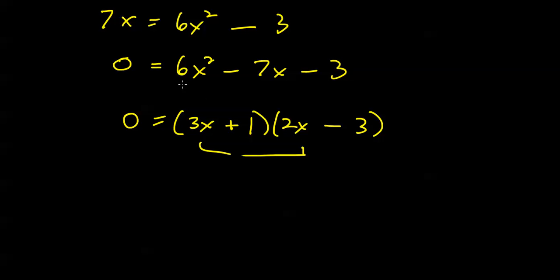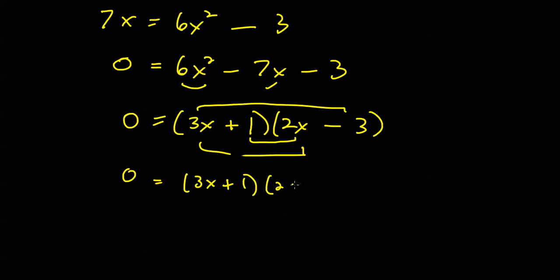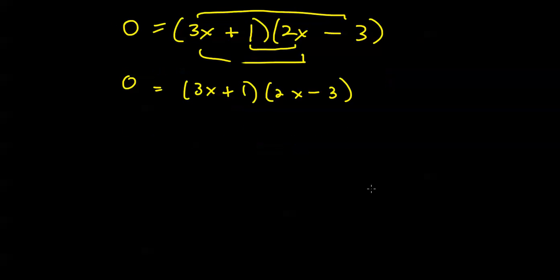First product is 6x squared, that's fine. The outer product is minus 9x. The inner product is plus 2x, and that indeed adds up to a negative 7x, and minus 3 is the last product. So let me rewrite that. I factored that. Standard form expression on the right hand side, doesn't matter if it's on the right or the left. An equation is an equation.